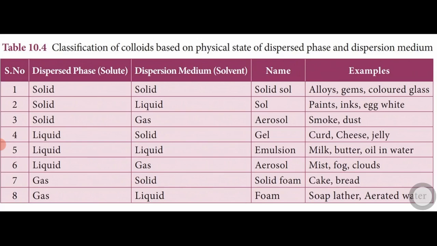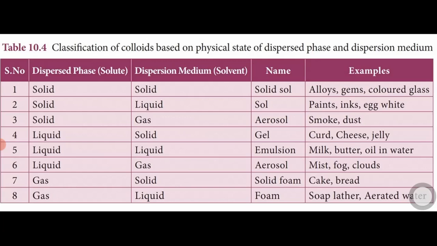The second colloidal system is solid in liquid. The name of the colloidal particle is sol. Example of sol: ink, paint, egg white. The third system is solid in gas. Solid acts as the dispersed phase, gas acts as a solvent. The colloidal system name is aerosol. Example, smoke and dust.